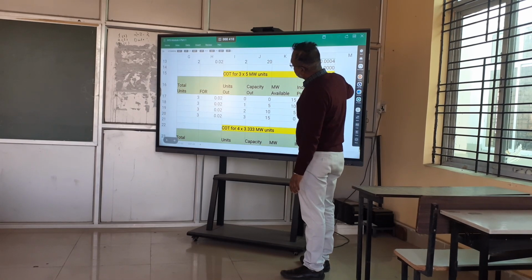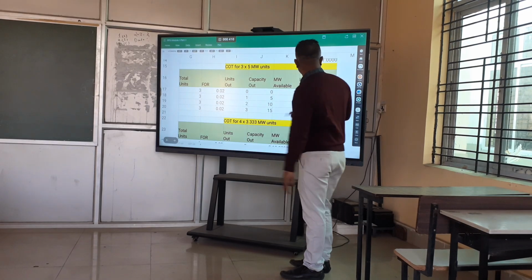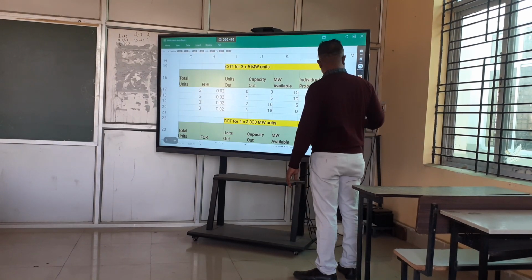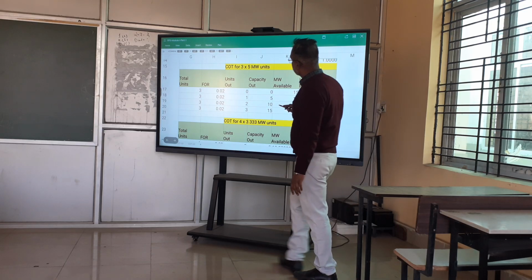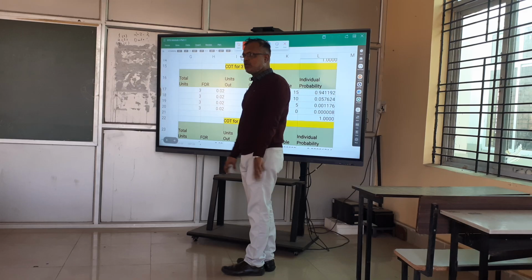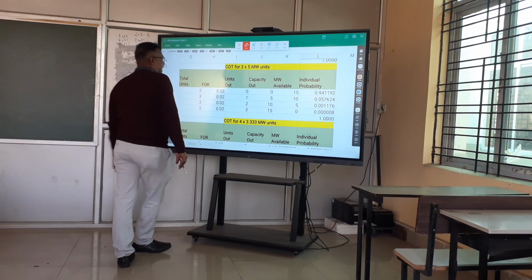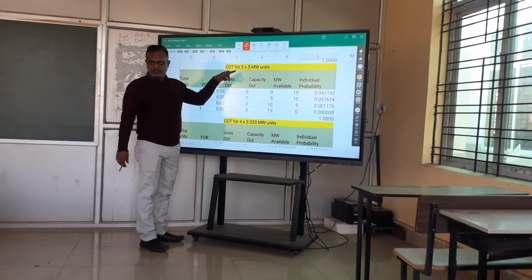Next we will go for 3 5 megawatt units. Third case is 3 5 megawatt units. Now again we compute. You have to do individual computation because this is the basis of all reliability computation at the foundation. So in this case again there are 3 units.